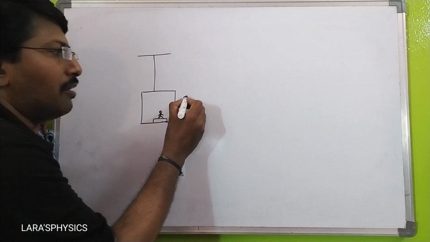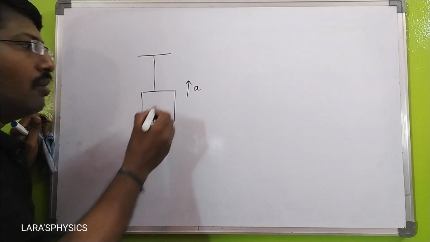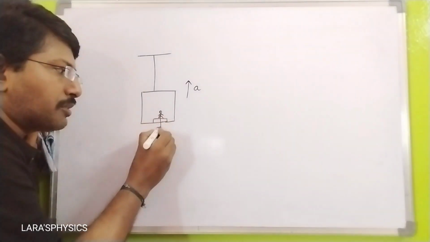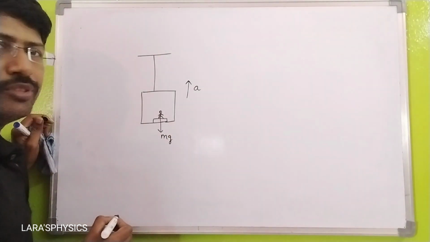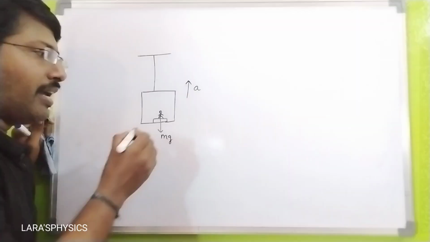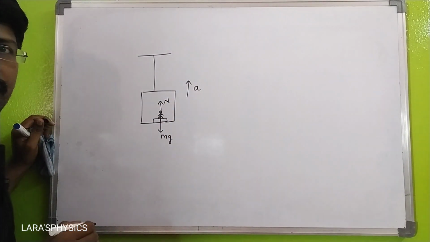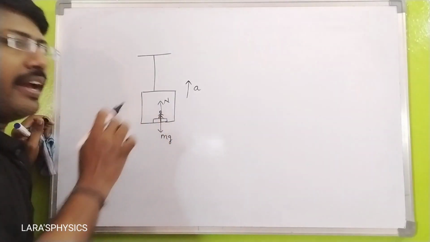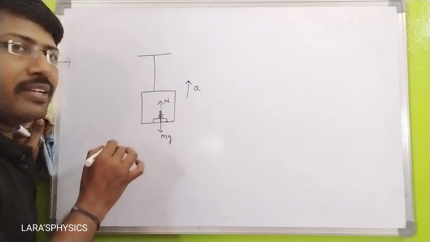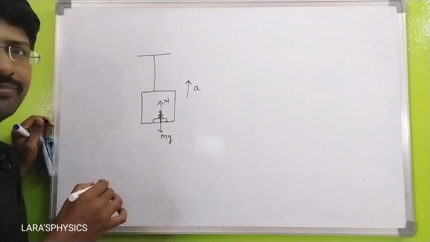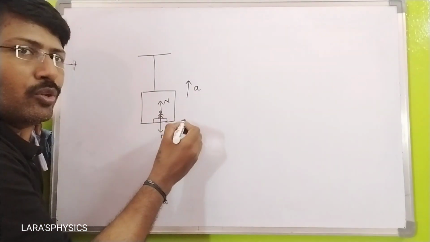When the lift is moving in the upward direction with acceleration a, what happens? The weight of this person acts in the downward direction, mg. At the same time, the normal reaction acts in the upward direction. These are action-reaction pairs. Now they are asking the question, what is the normal reaction? So simply, how to calculate it according to Newton's second law.